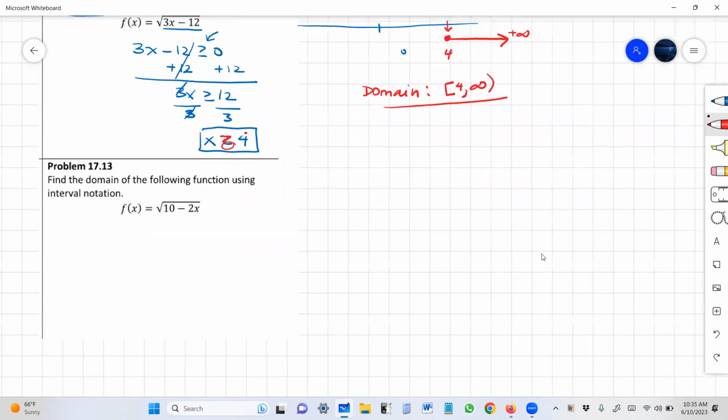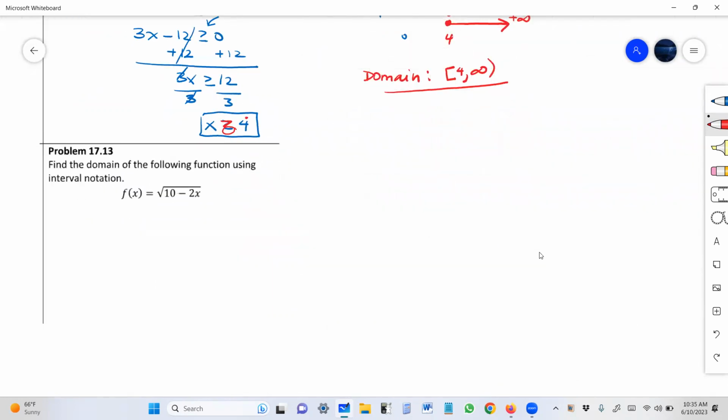All right, so let's do another one. You can do it ahead of me if you already know how to do it. So here is a radical function. Be very careful with this one. This is a very good problem, that's why I picked it. I set the radicand greater than or equal to 0. Now we're going to solve this for x. So minus 10 on both sides, right? We need to isolate the x.